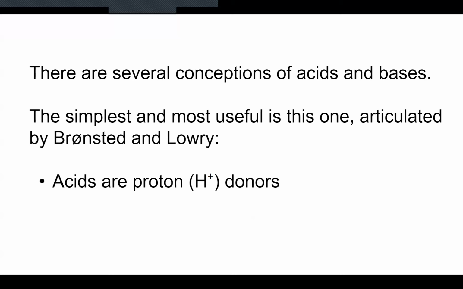Now, what do we mean by a proton? Picture this, students. A neutral hydrogen atom consists of one proton. At least the most common isotope of hydrogen has just one proton in its nucleus. And if it's neutral, it has one electron. Now, if we were to make that a positively charged ion, take away that electron, what do you have left? A proton, just a single proton. So when we talk about proton donors, we're talking about H+ ion donors. Those two things are interchangeable.